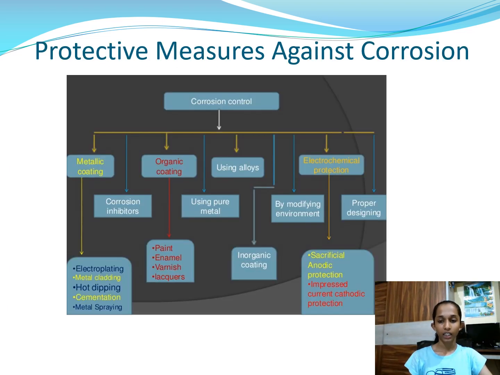Protective measures against corrosion. Corrosion can be controlled by metal coating, which involves electroplating, metal cladding, hot dipping, cementation, and metal spraying. It also includes corrosion inhibitors and organic coating, which involves paint, enamel, varnish, lacquers, and also using pure metal and alloys, inorganic coating, modifying the environment, electrochemical protection by sacrificial anodic protection and impressed current cathodic protection, and proper designing.